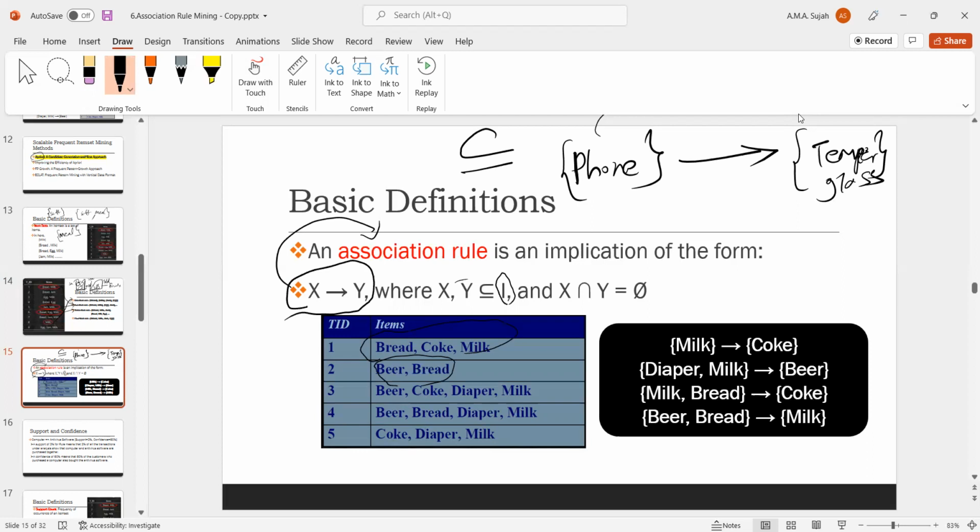Let's say I am telling an example. We already know X implies Y. This is an association rule. I am considering the second transaction, beer and bread. Here I am putting bread. Is it an item set?